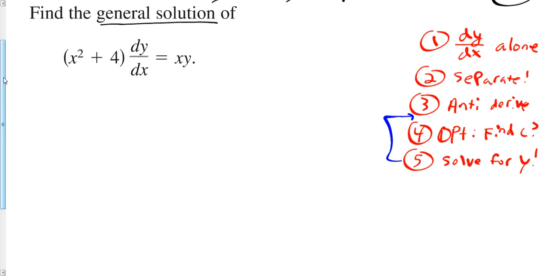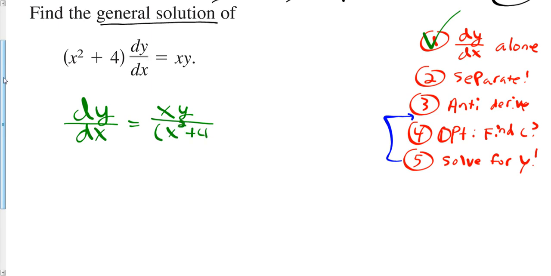So what we want to do is get dy dx alone. Let's color code here. Dy dx alone, I'm going to check it off. I'm going to say we did it. Dy over dx equals xy over x squared plus 4. Let's not lose that. That's no problem. Now we go to the next step.